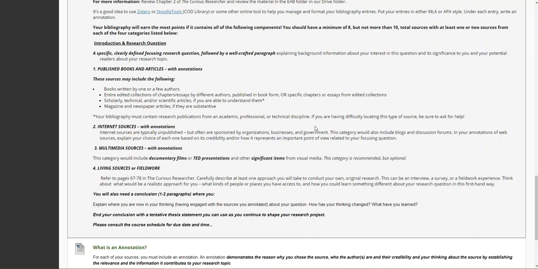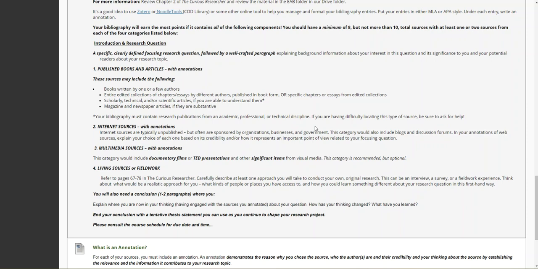And the next category is internet sources, right? Organizations, businesses, government, .govs, some of your .edus might be publishing some information that you need. This category includes blogs, discussion forums, if you can find something that's substantive, right? So you have to explain your choice based on the credibility and how it represents an important point of view related to your focal question. It just can't be any old Google site that you find there.